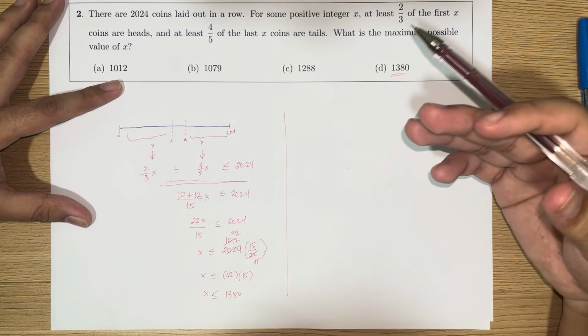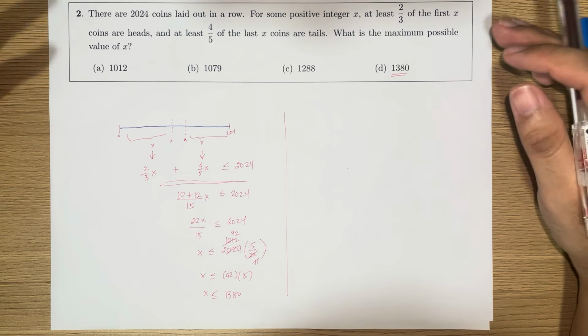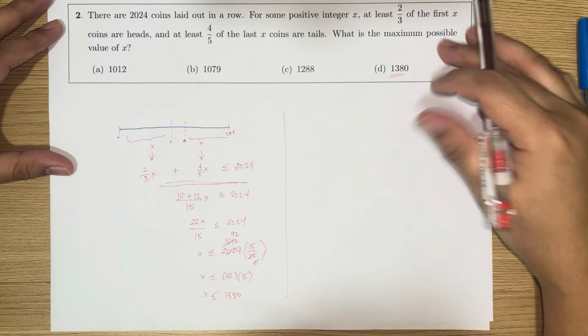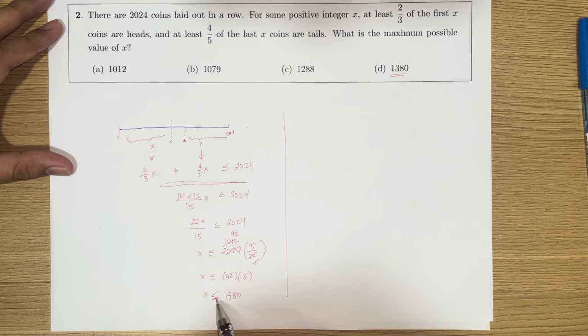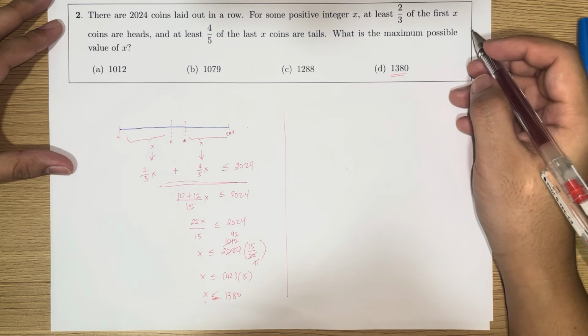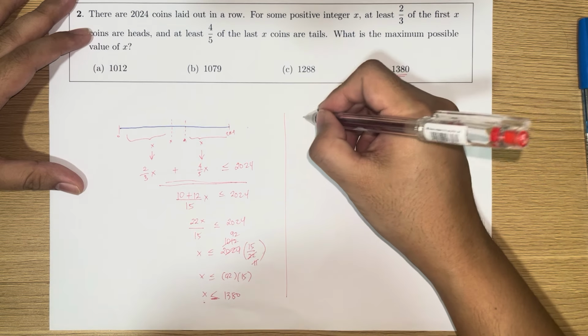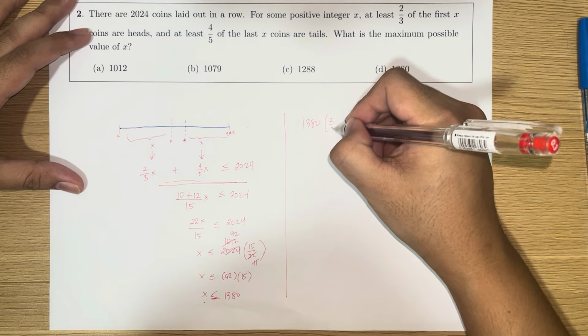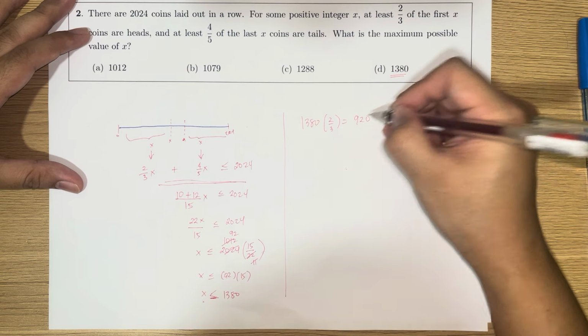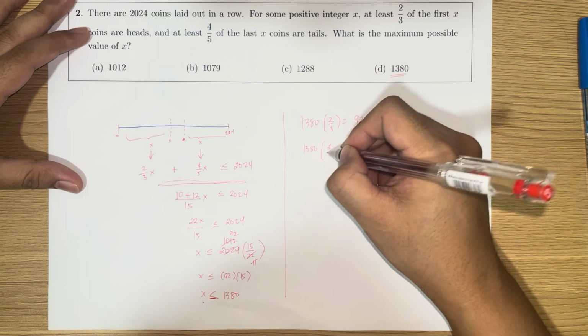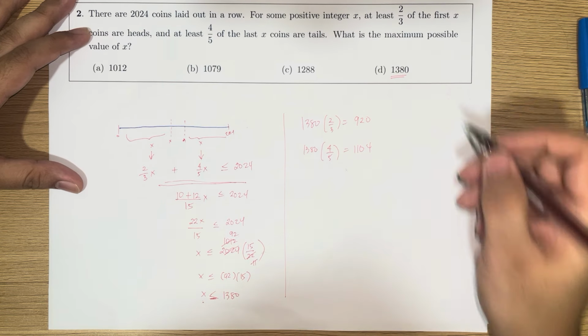So if you want to be rigorous about it, we have to check if this equality actually holds. That is, that there is an actual value of x where the equality is satisfied. Okay, so to show that, you just have to look at the 1380 that we have obtained. 1380, 2/3 of that is 920. Then 4/5 of that is 1104.